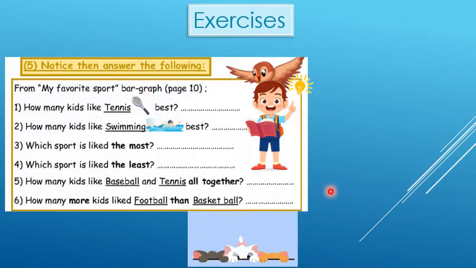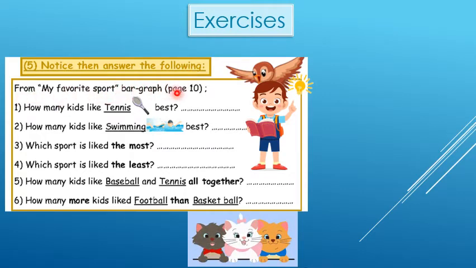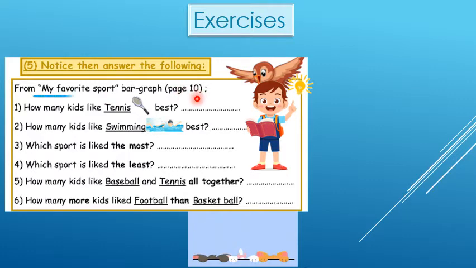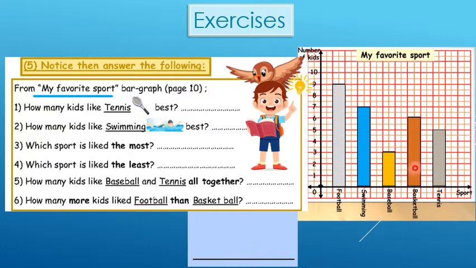Thank you. We have more exercises, number 5. Notice, then answer the question. From my favorite sport graph, on page 10, we have a graph like this. We drew before my favorite sport, which tells us about sports and the number of kids. Here, the first one: how many kids like tennis best? Best means more, the greatest number.